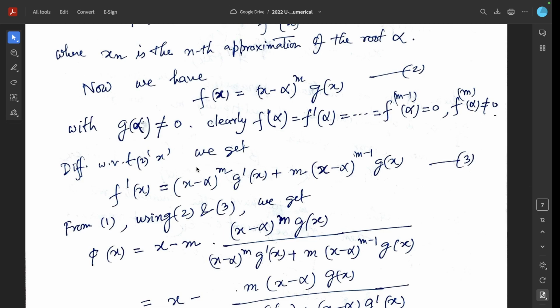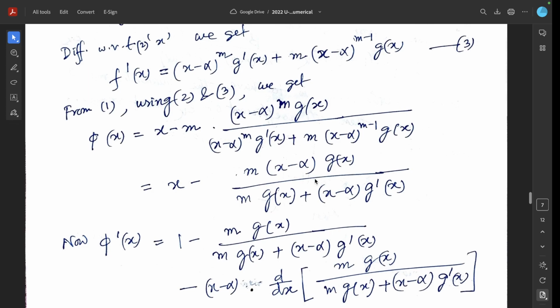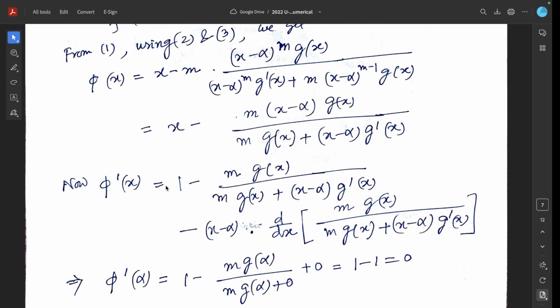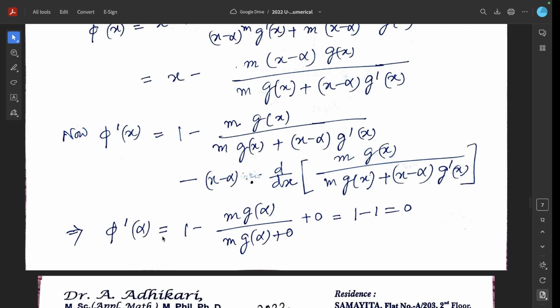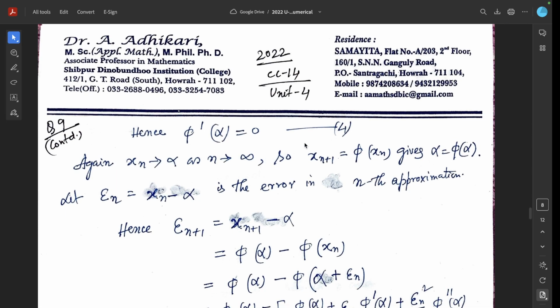Differentiating 2 with respect to x, we get equation 3, and from 1 using 2 and 3, we get phi x equal to this expression. Then phi dash x equals 1 minus m into g(x) whole divided by m g(x) plus (x minus alpha) g dash x, into minus (x minus alpha) into d/dx of this expression. So phi dash alpha is obviously equal to 0. Hence phi dash alpha equal to 0, equation 4.